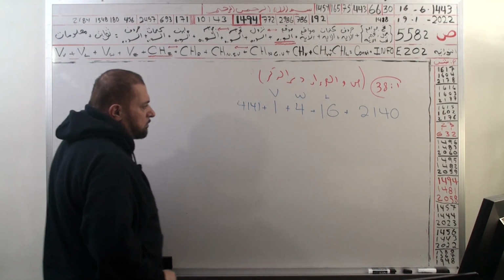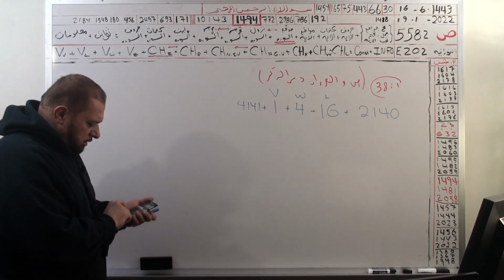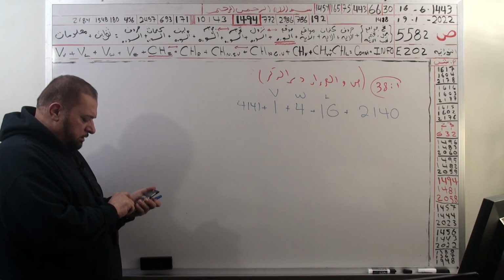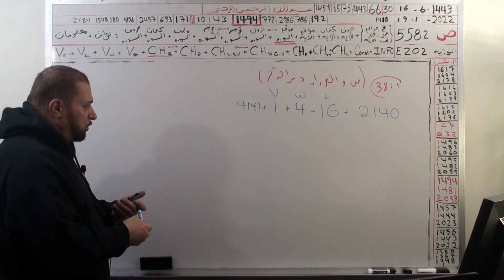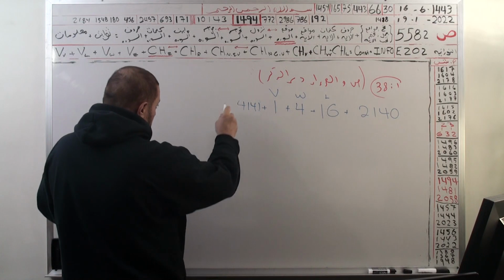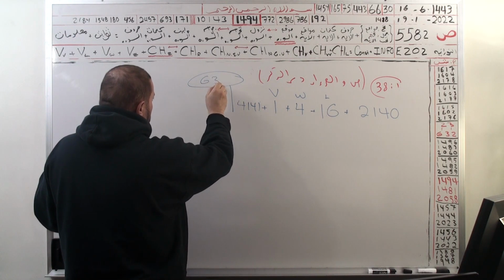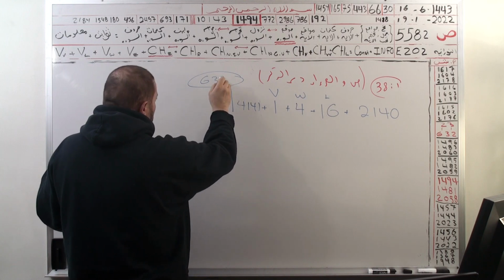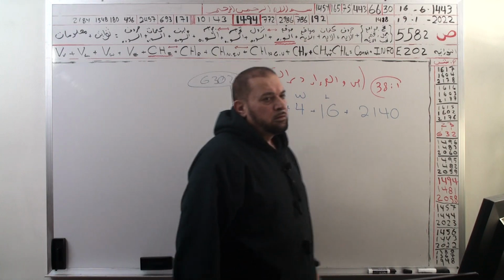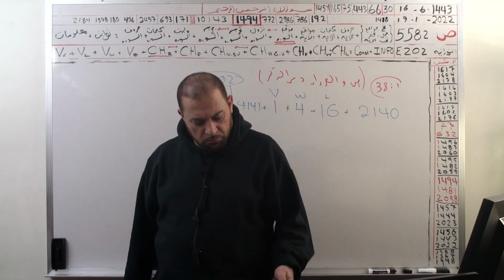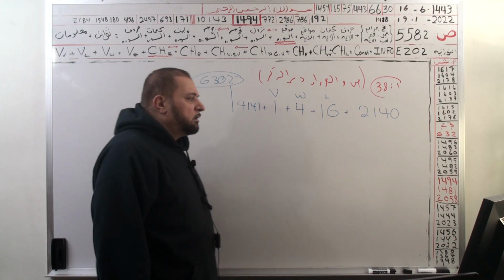Okay, how much do all these add up to? So we have 2140 plus 16 plus 4 plus 1, 4141, 6302. This adds up to 6302 without calculation, without any. I have a theory, I use it, but I'll teach it to some people, how it works.